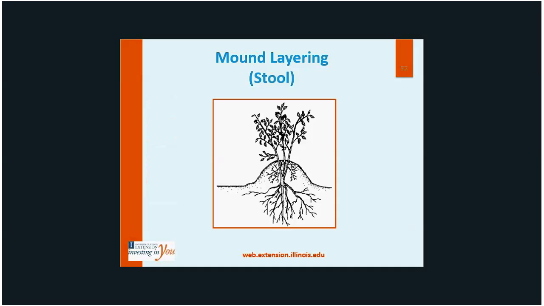Then we have mound layering or stool layering. What we're going to do in this case is for any of our woody upright plants, go ahead and cut that plant right down early in the spring before it's grown or leafed out, just to 1 or 2 inches. When it starts to grow, mound that soil up. By mounding that soil up, that fresh growth is going to root at the same time. Once it's readily rooted, you can just go ahead and cut each individual stem off, and those will all be separate plants. This is something that's often used on apple rootstocks.